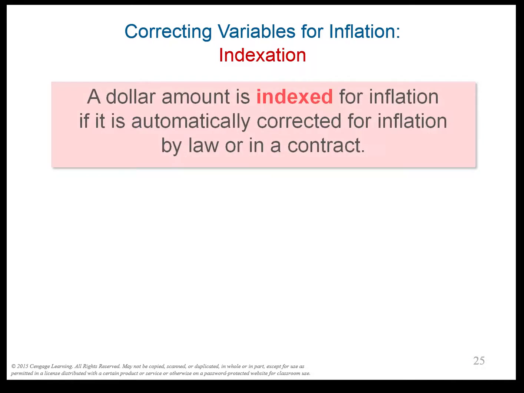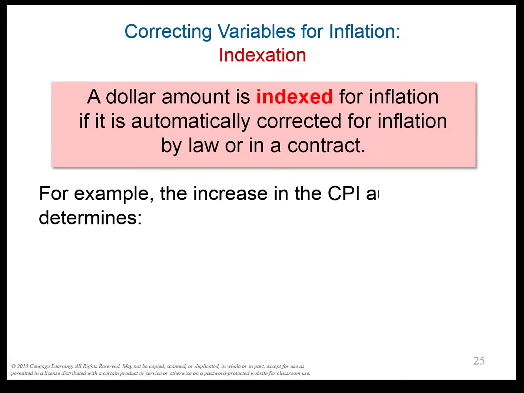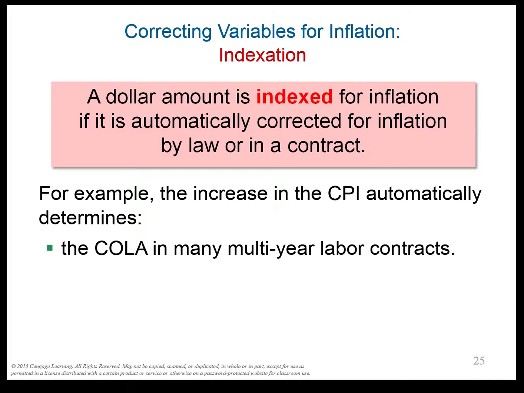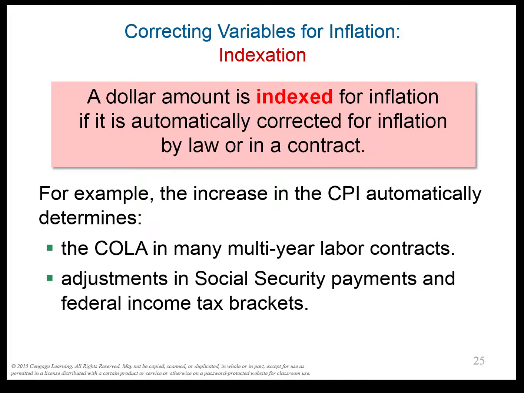Okay, finally, this whole idea of taking a dollar amount and correcting it for inflation in a law or a contract is called indexing. So the CPI helps calculate the cost of living adjustment, or the COLA, in multi-year labor contracts. So if I get a job and they guarantee to pay me $60,000 a year for the next 5 years, they're going to have to put small increases every year just to keep up with the rate of inflation. That's called a COLA. And it happens in multi-year wage contracts, also Social Security payments, and finally in the income tax brackets.